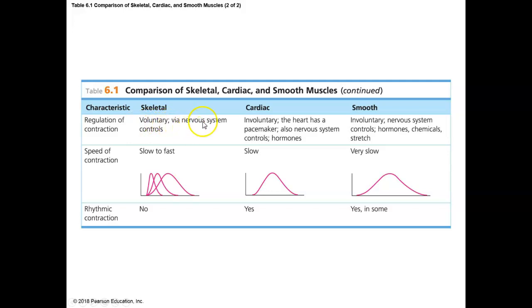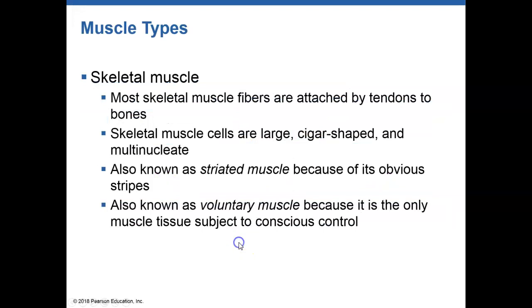Regulation of skeletal muscle is always via the nervous system, whereas cardiac has regulators of the nervous system and hormones, but it does have a pacemaker that allows it to contract without any nervous innervation or hormones. And then smooth muscle also contracts using nervous control or hormones. Skeletal muscle is called voluntary muscle because we control it. We can actually decide if we're going to move our muscles or not, whereas cardiac and smooth we have no control over, so those are involuntary muscles.